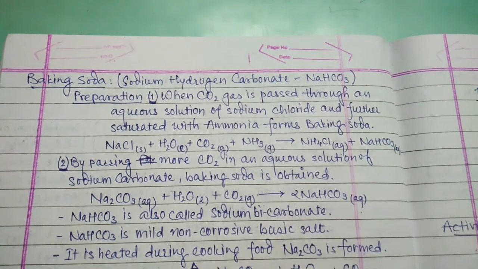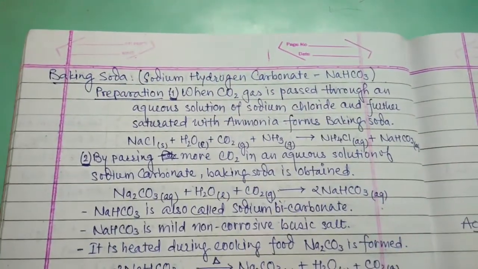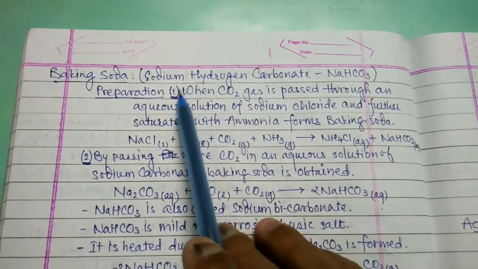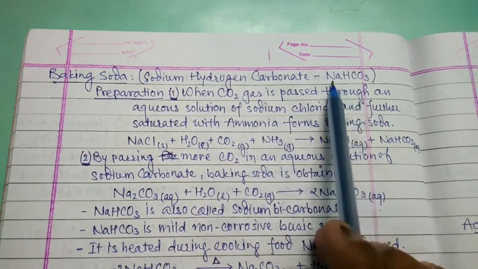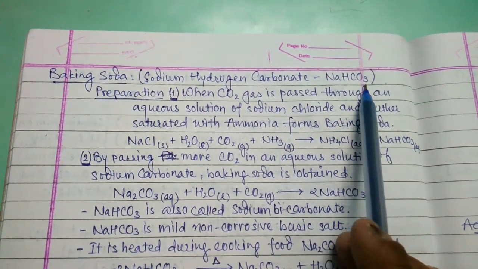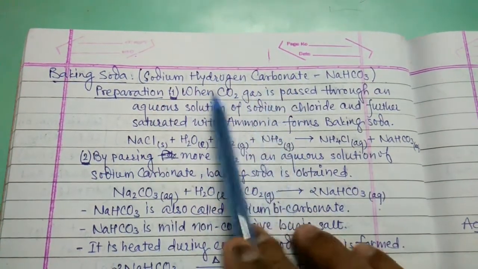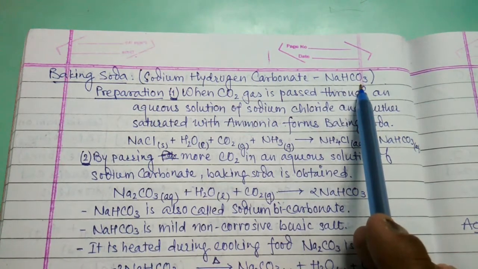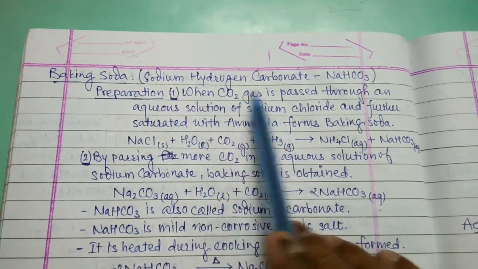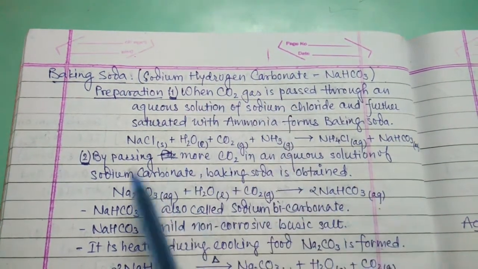Now another salt is baking soda. The chemical name is sodium hydrogen carbonate and the chemical formula is NaHCO3. It is also known as soda bicarb or sodium bicarbonate.